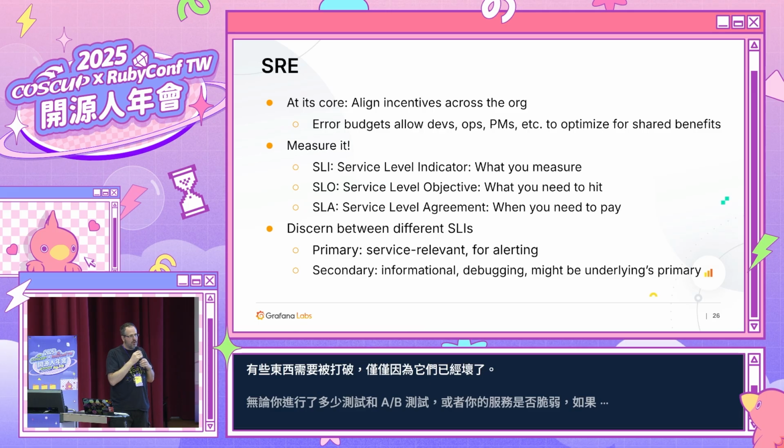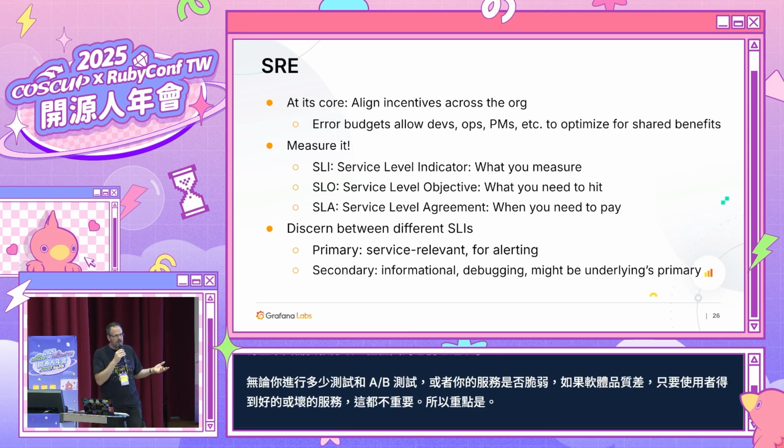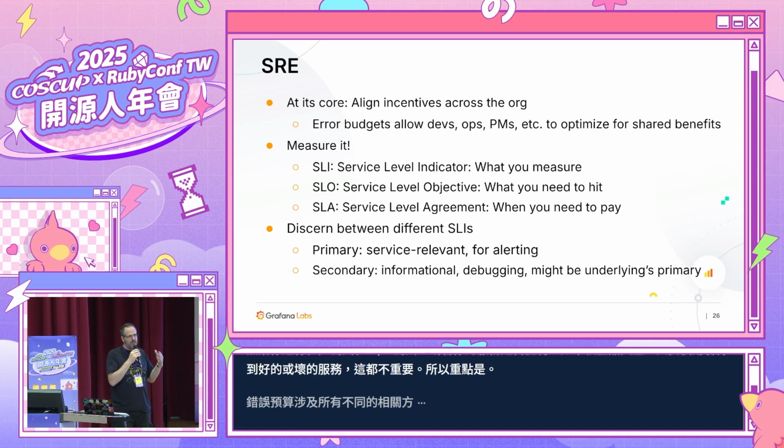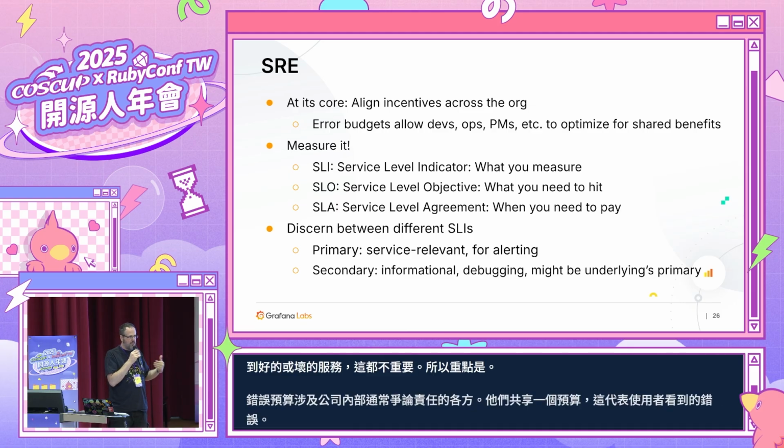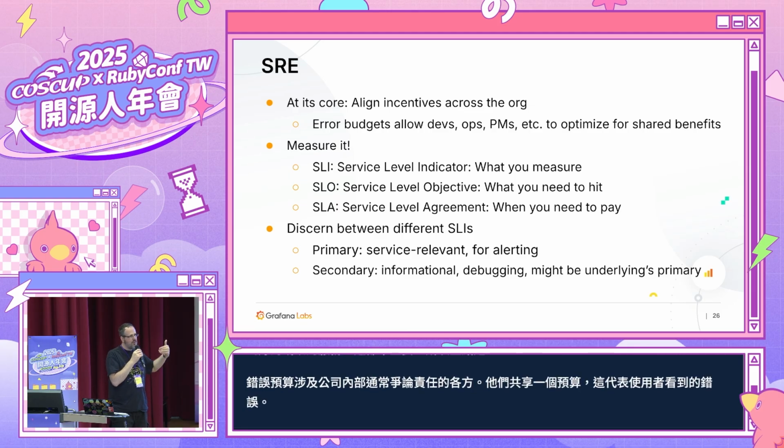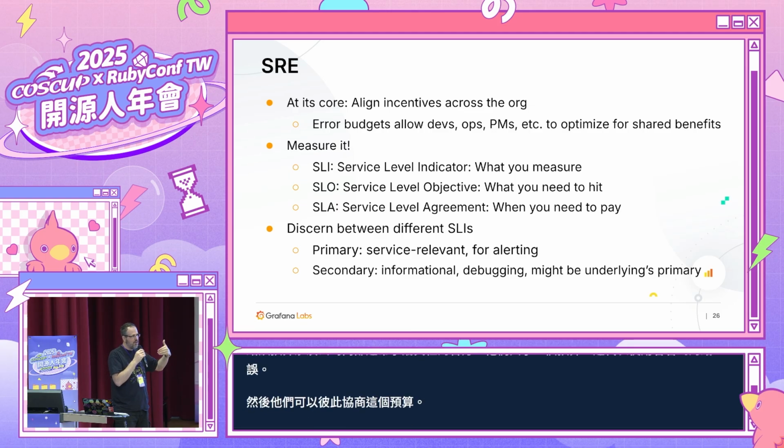So the point of error budgets is that all the different parties who usually fight each other at the company about who gets to do what have one shared budget, and this is the errors which the users see. And then they can negotiate this budget with each other, but it takes a user-centric perspective to running software. And this completely changes how you have to think about your engineering and your trade-offs. Highly, highly recommended.